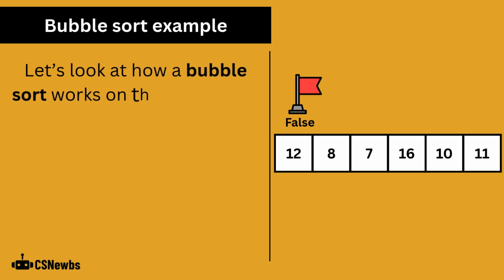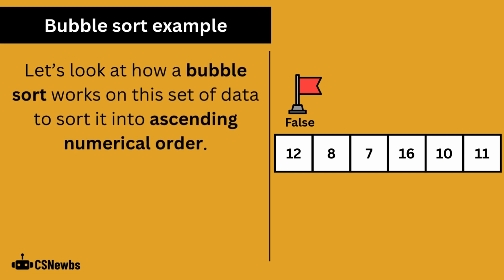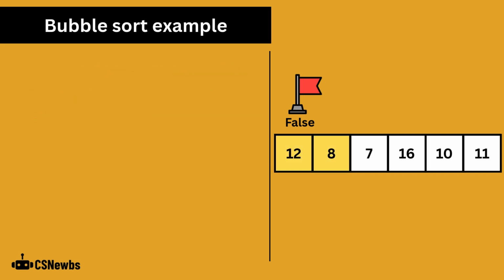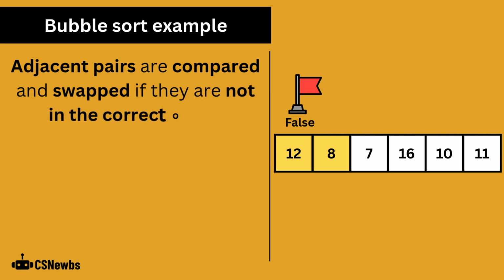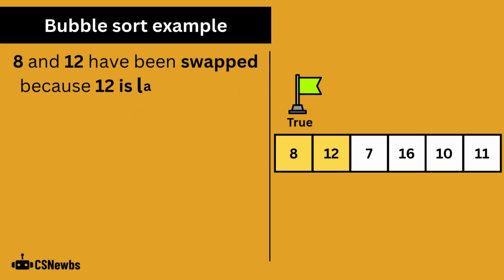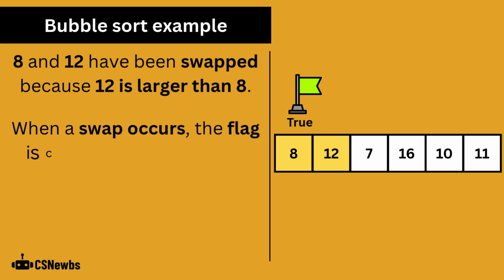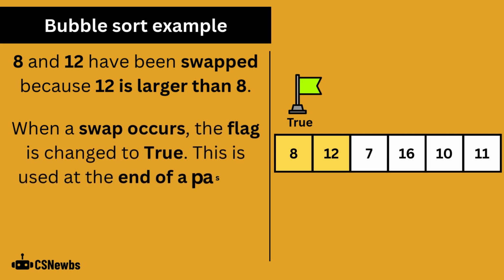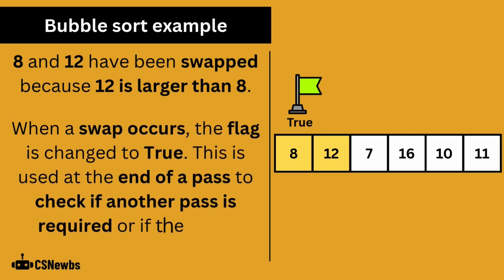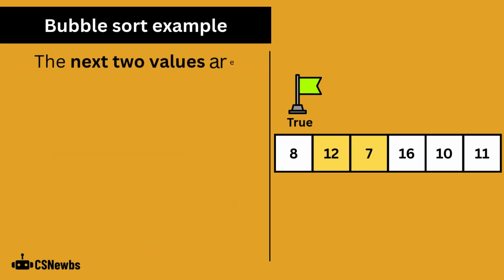Let's look at how a bubble sort works on this set of data to sort it into ascending numerical order. Adjacent pairs are compared and swapped if they are not in the correct order. 8 and 12 have been swapped because 12 is larger than 8. When a swap occurs, the flag is changed to true. This is used at the end of a pass to check if another pass is required or if the list is sorted. The next two values are compared.